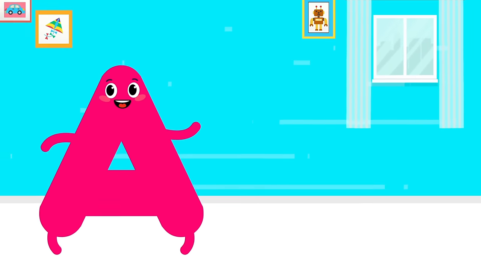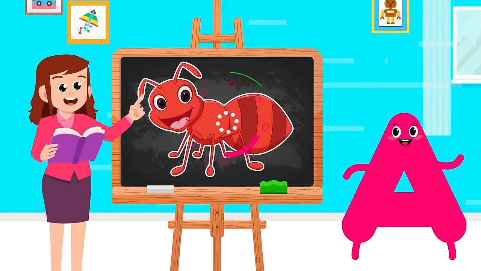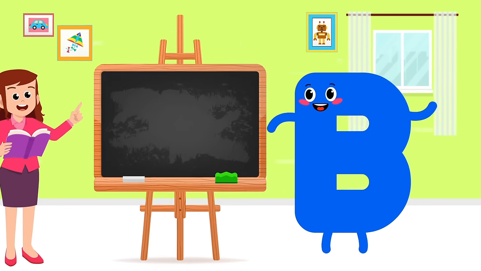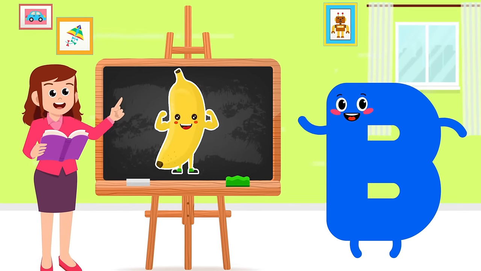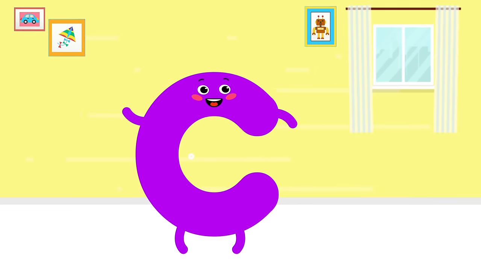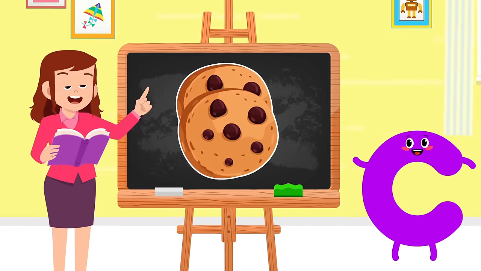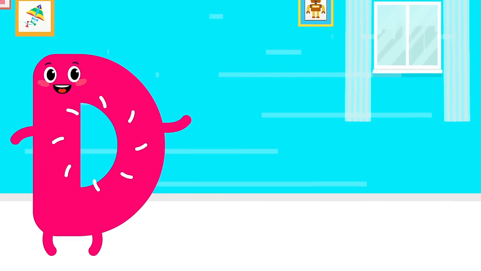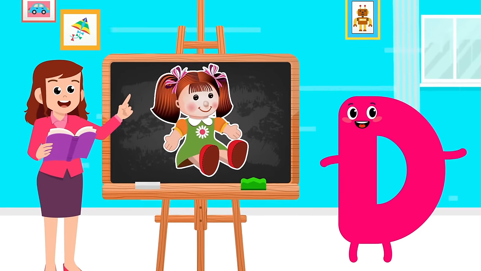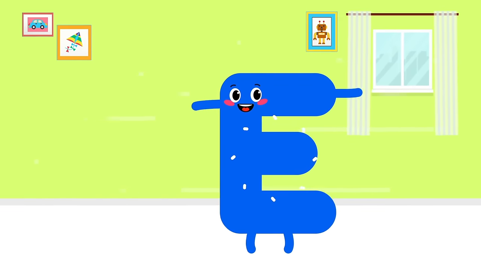A. Alphabet A. A for ant. B. Alphabet B. B for banana. Alphabet C. C for cookie. D. Alphabet D. D for doll. E. Alphabet E.